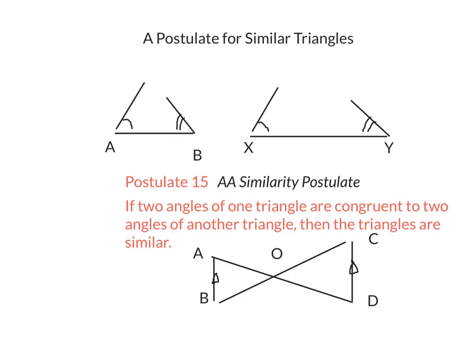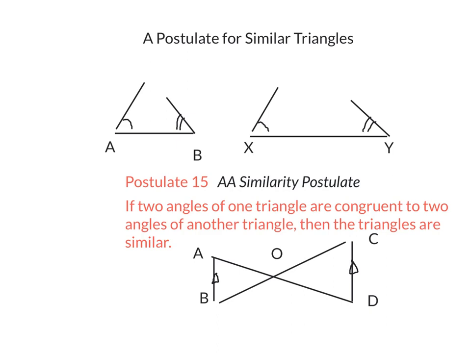So how could we use this postulate? Well, let's say we had this figure shown on the screen. We've got two triangles, ABO and DCO. Now, how could I prove that these are similar? Well, let's say I'm given the fact that AB and CD are parallel. Well, if AB and CD are parallel, then I know that angle A and angle D are congruent by the fact that they are alternate interior angles cut by a transversal. So if you've got parallel lines cut by a transversal, alternate interior angles are congruent.